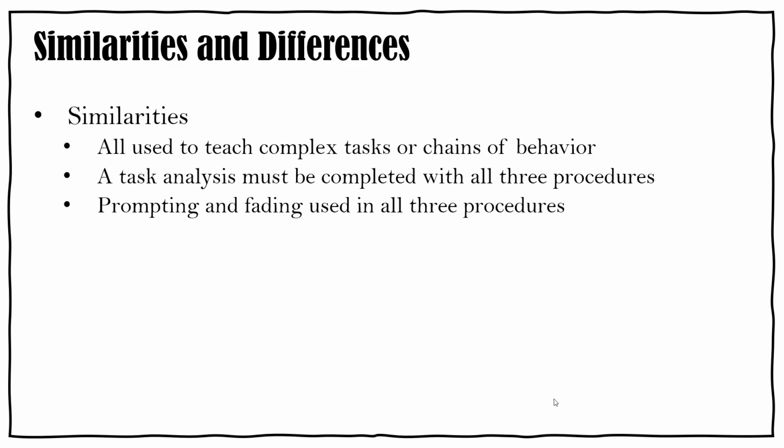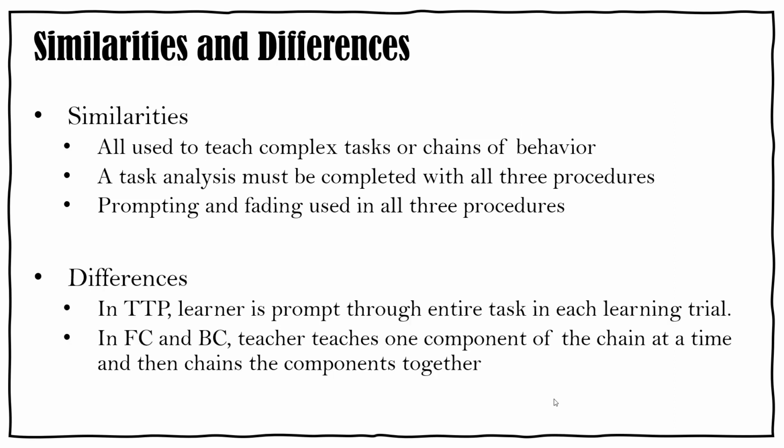Similarities to all these methods, they're all used to teach complete tasks or chains of behavior. You have to do a task analysis for each of these 3 procedures, so that should always be your first step in chaining. And prompting and fading strategies are used in all 3 procedures. Differences: in total task presentation, the learner is prompted through the entire task in each learning trial. But in forward chaining and backward chaining, the teacher teaches one component at a time and then chains those components together.